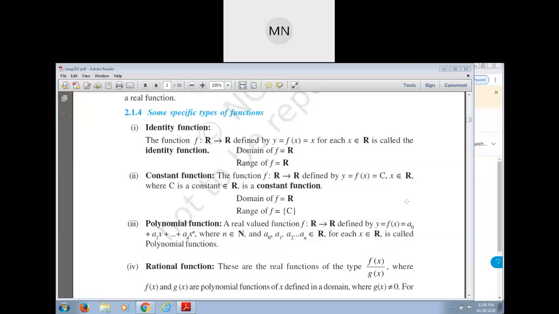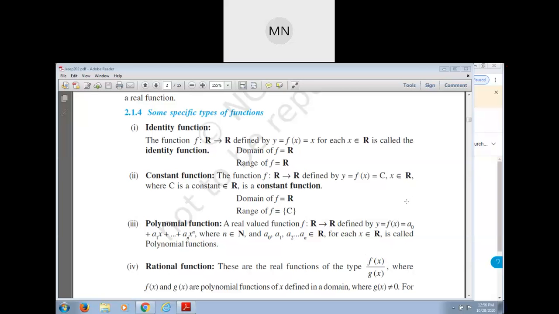So the constant function is also a real valued function, defined as f of x equals c, where c is any constant, and for this function, see that the domain is R and the range is what? The singleton set {c}. Okay. Next one is the polynomial function.